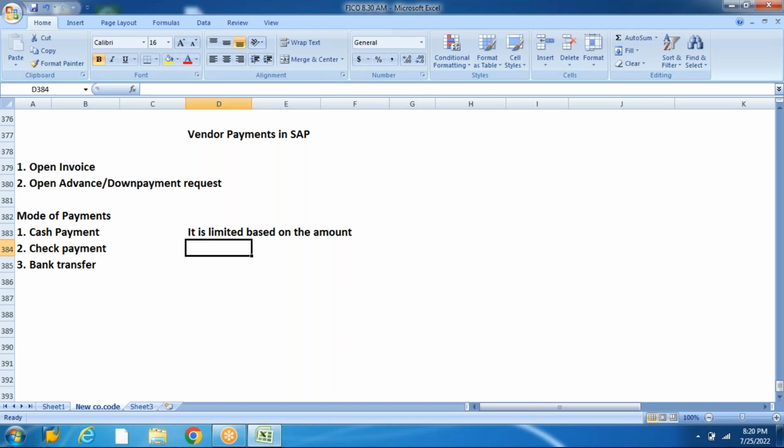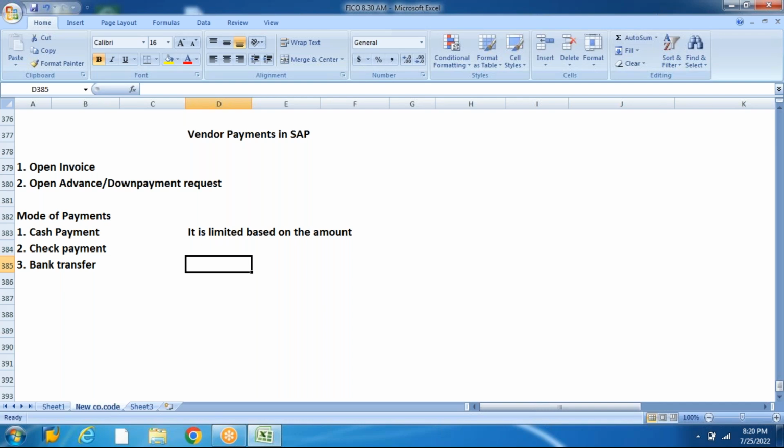When this check is deposited in the bank, your amount will get debited and the partner bank account will get credited. From the bank, you can easily trace who encashed this check, to whom you have given the check. Is that possible? Yes, sir, possible.